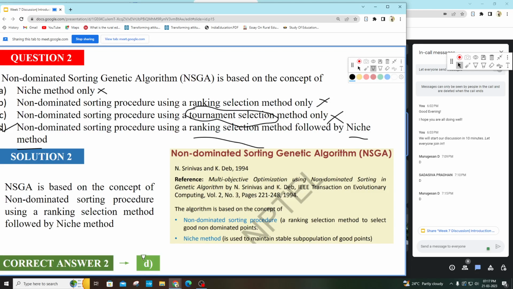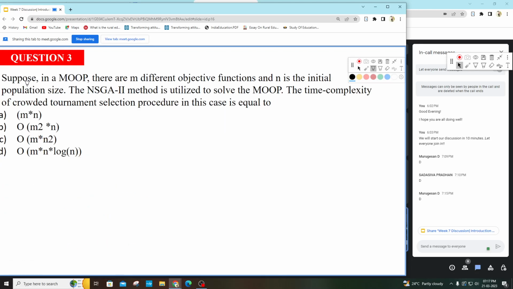Yes, sir. Okay. Question number 3. Suppose in a MOOP there are m different objective functions, and NSGA2 is utilized to solve the MOOP. The time complexity of the crowded tournament selection procedure in this case is. Any guesses for this? You can study more in your lecture note. This is a very direct question from your lecture note. Any guesses? A, B, C or D?